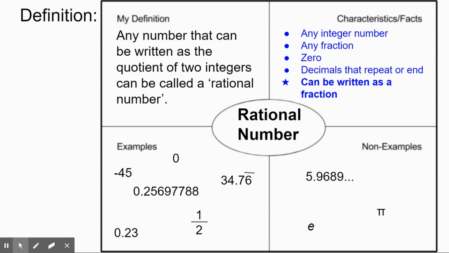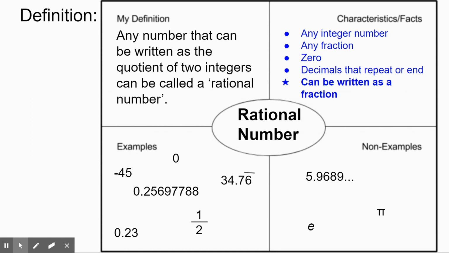All of the examples can be written as fractions. That 0.256977888 doesn't look like it, and it'll probably be a really, really weird looking fraction, but it can be written as a fraction, even if it's not the most ideal looking fraction. The non-examples, none of those can be written as fractions of two integers. It might look like they might be able to, but there's no such way that we can make them into fractions of integers.